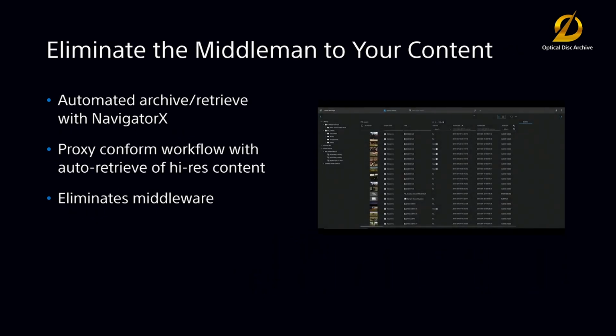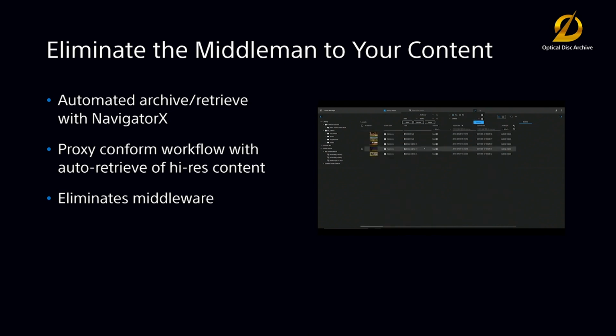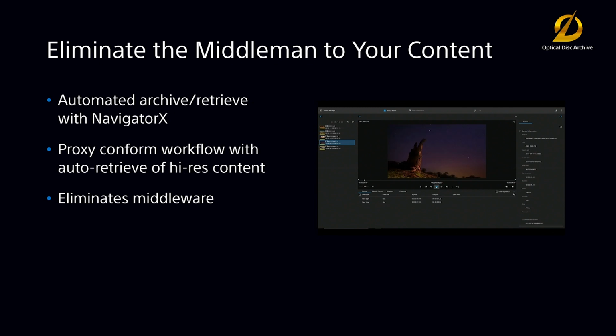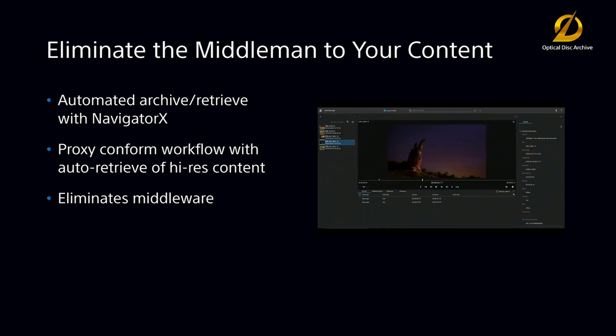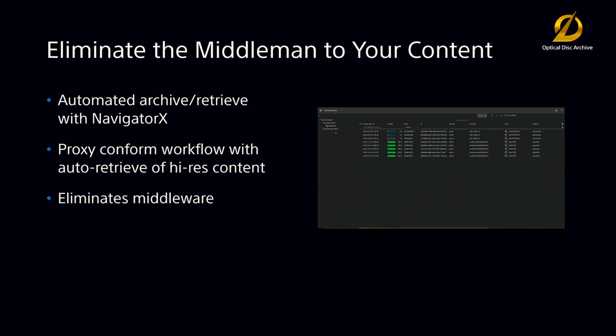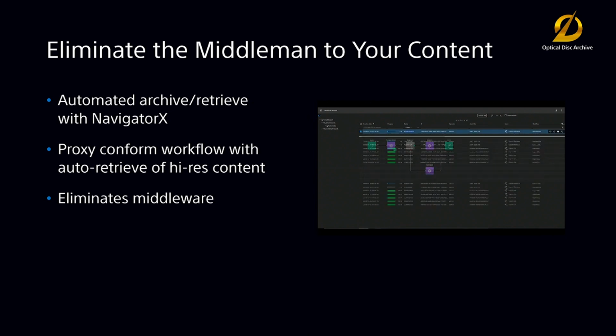With Optical Disk Archive and Navigator X paired together, you can actually automate the archive and retrieval of your content. For your 4K, 6K, 8K workflows, you can leave your content on optical disk, freeing up your expensive nearline storage, work with the proxies that are automatically generated via Navigator X, and when you're ready to conform to your masters, you can leverage Navigator X's workflow orchestration engine to actually automatically pull that high-res content back from Optical Disk Archive for you without you needing to manually go and retrieve that content.